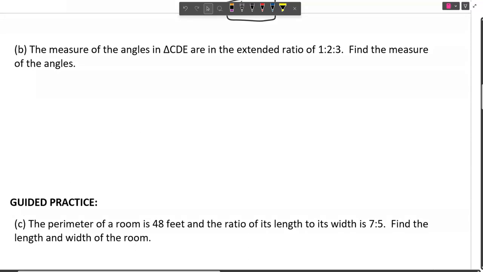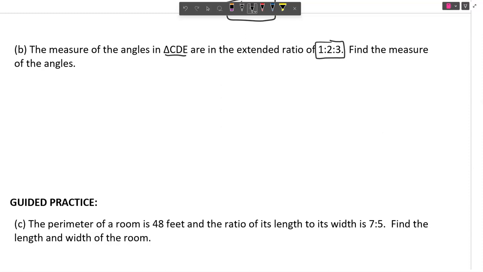It says the measures of the angles in triangle CDE are an extended ratio of 1 to 2 to 3. And we want to find the measures of these angles. So once again, the triangle's angles cannot measure 1 degree, 2 degrees, and 3 degrees because that wouldn't add up to 180. Rather, what we want to do is apply an x to all three of these, so that I can figure out what that common multiple is that will allow these to be true.